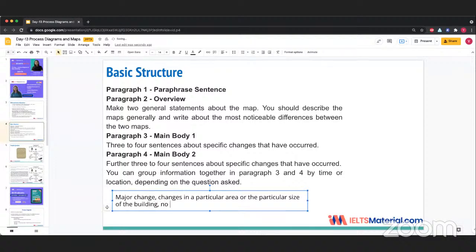No change. The one which has remained unchanged over the years, right? The location or the plan which has been unchanged over the years. So you would be taking something from these three: a major change, the changes in a particular area or the particular size of the building, and no change. These three main features can be taken from the map. Or you can also describe a new construction.